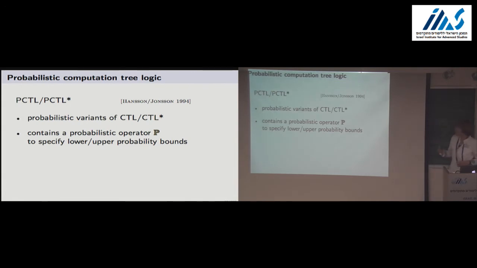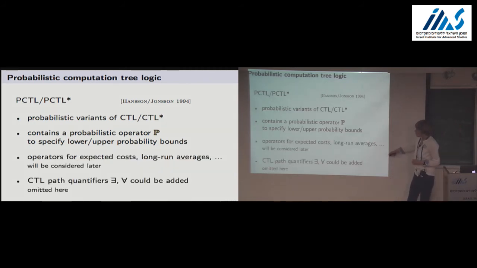So in Orna's talk, you heard a bit about computation tree logic, not yet CTL star, which is the combination of CTL plus LTL. And here we talk about a probabilistic variant thereof, where we do not have these existential or universal path quantifiers. Instead, you have a probability operator to specify lower or upper probability bounds for temporal properties. We will later consider also not only probability but also expectation operators, but for the moment we leave them out.